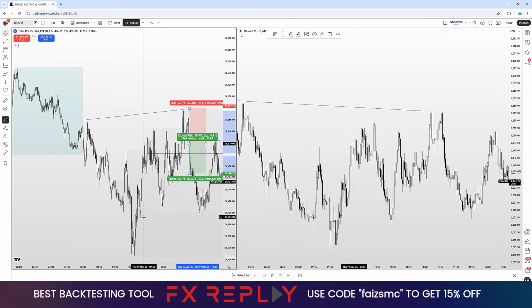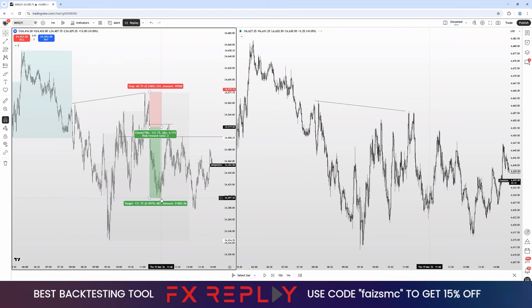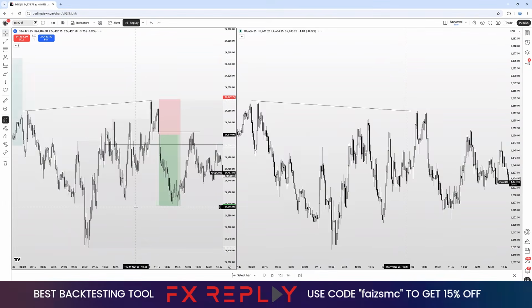Stops above the SMT level. And then I would go for 1 to 2. I'm not going to chase big numbers here. I'm simply going to go for 1 to 2. And that was hit perfectly, as you guys can see. Let's move on to the next example now.